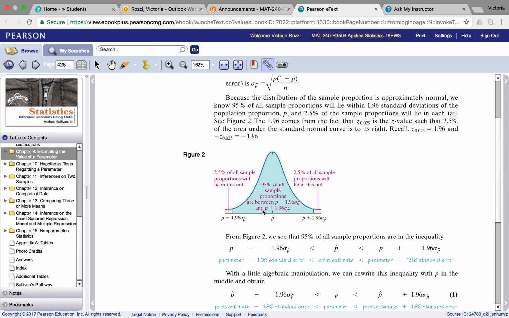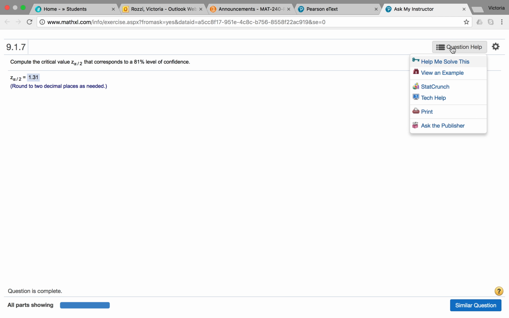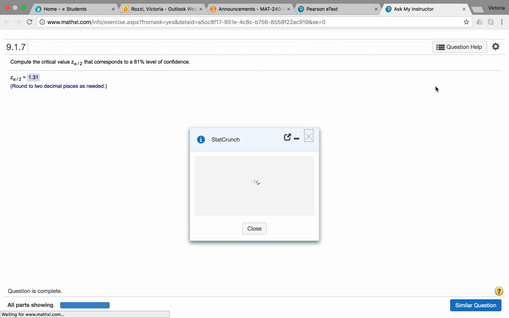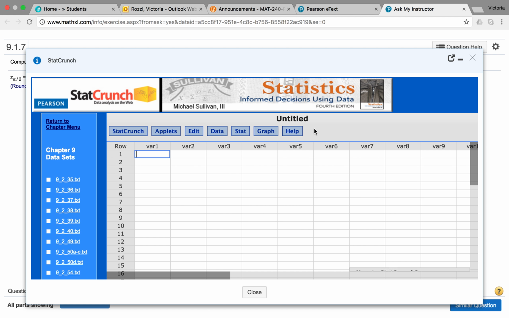Now, you can find this in a couple of different ways. To be able to get this quickly, it's really nice to do this in StatCrunch. If you go to your screen here, under question help, I can click StatCrunch, and it will bring me right to StatCrunch, which is a great tool for calculating in statistics. Now, in order to figure out that z-score, we're going to work the normal calculator a bit backwards. So we'll go to Stat, Calculators, go down to the normal calculator, and you'll see this nice little bell curve.